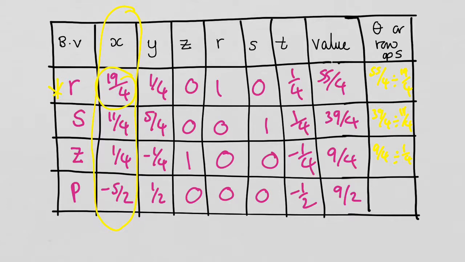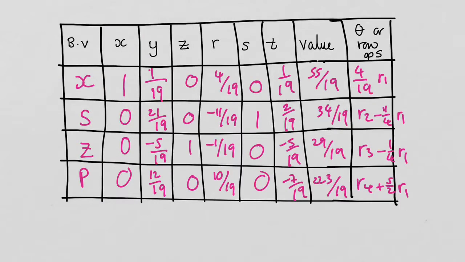So I am then going to divide all of this by 19/4 and then do other row operations to make these go to 0. This is going to be one of the most unpleasant steps I've ever done, I think. So this one I'm going to divide all by 19/4, same as timesing by 4/19. That will then go to 1. I'm then going to have to do row 2 take away 11/4 lots of row 1. Row 3 take away a quarter lots of row 1. And row 4 plus 5/2 lots of row 1.